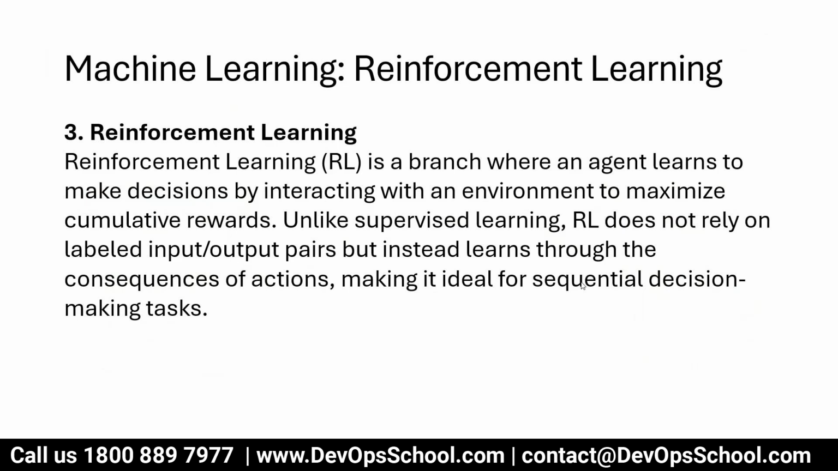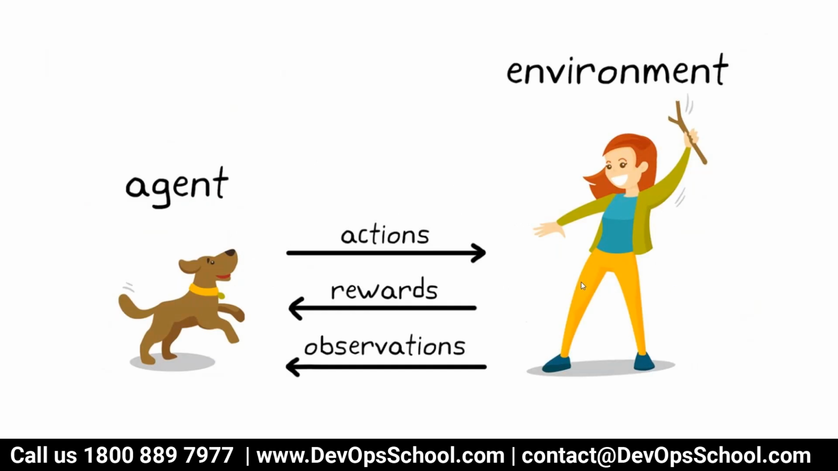Okay, so let's understand this. Here, if you see, there is one agent. This agent can be you, a human, an animal, a robot, or a compute unit also. An agent will do certain actions in certain environments.